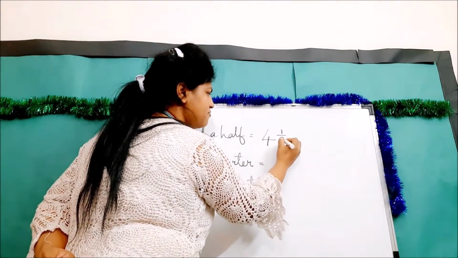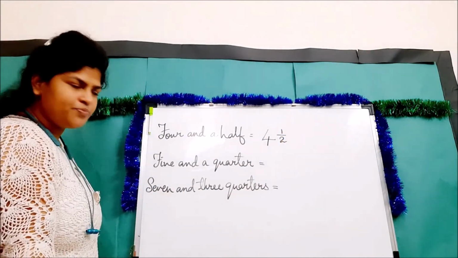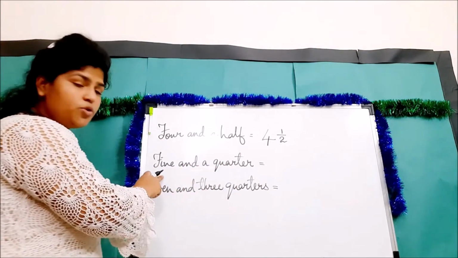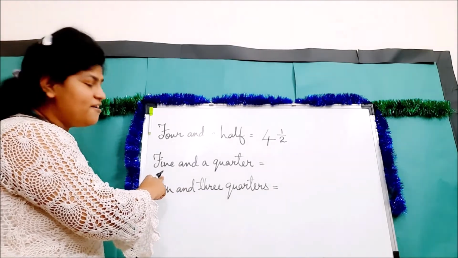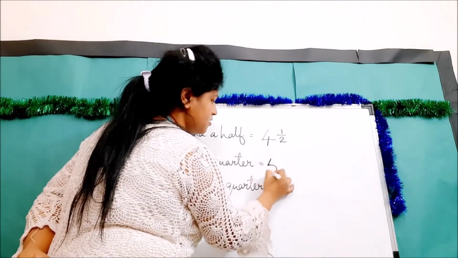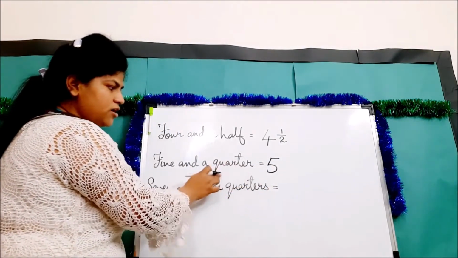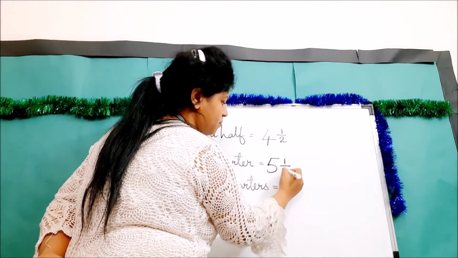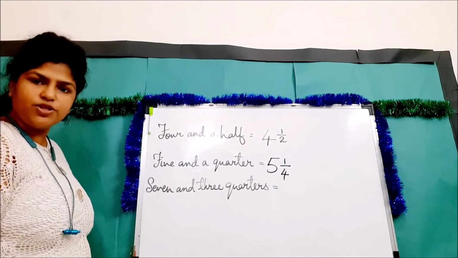How do you write half? 1/2. Clear? The next one. 5.25. So, you know which is the whole number here? 5. 5.25. How do you write quarter? You know how do you write quarter? We write quarter as 1/4. Finish.